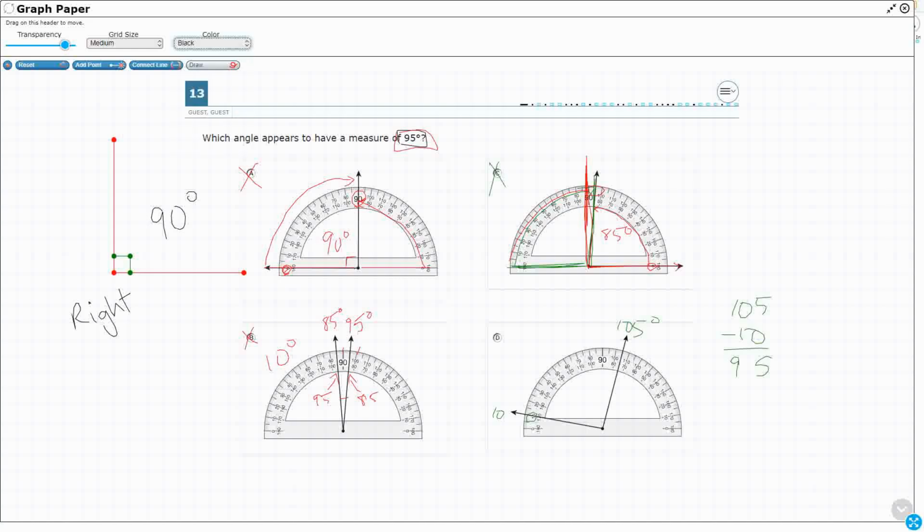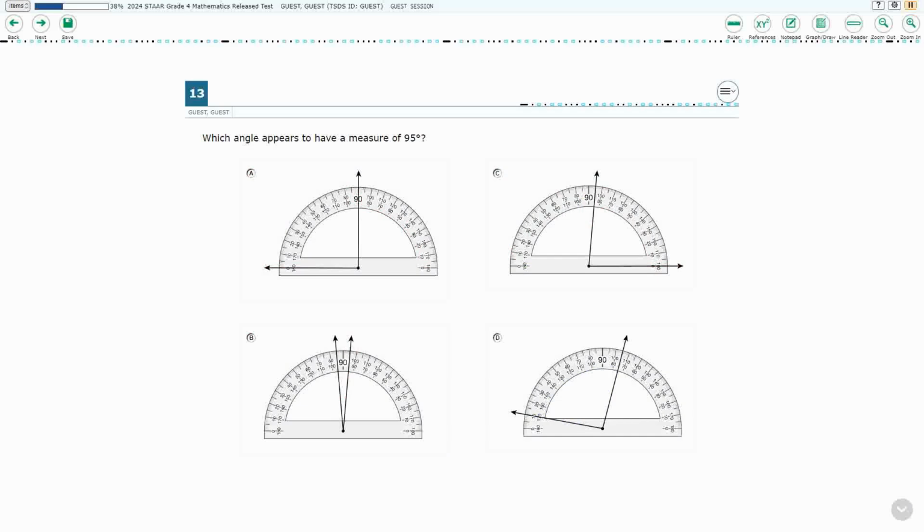Or if I wanted to do the inside numbers, that's going to be 170 minus, and that's between 80 and 70, that's going to be 75. And 170 minus 75, right? It's going to be 95 as well. So either way you look at it and measure it, our answer here is D.